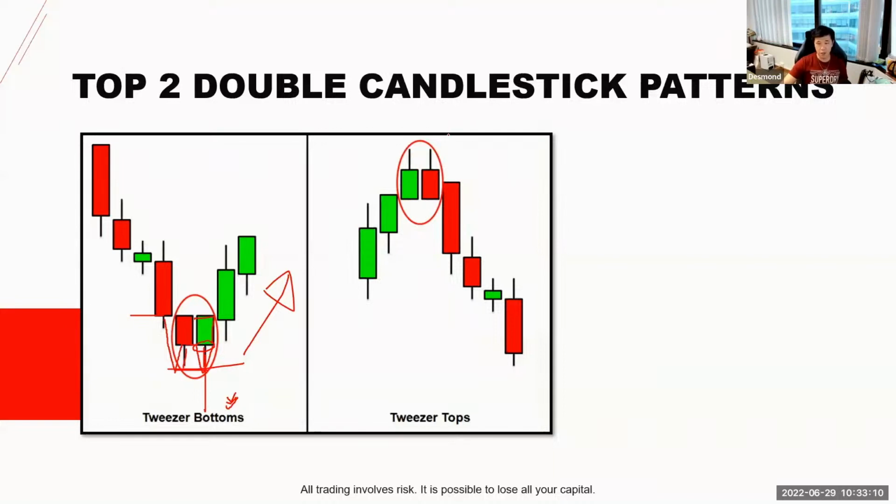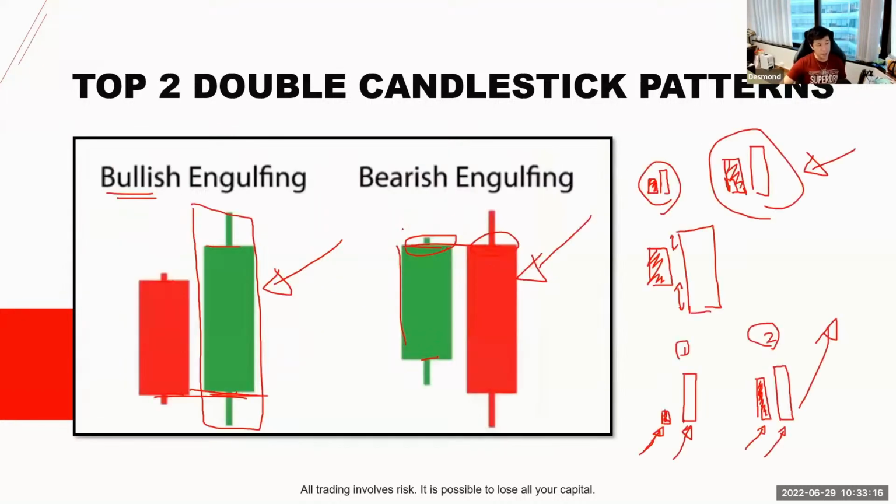It's the same thing with a tweezer top. I will give it a good 3 tick, right? That is going to be a very nice bearish move. Same thing to do with bullish engulfing. If it's a big enough bullish engulfing, I'll give it a good 2-star, a good 2 ticks. Good enough bearish engulfing, I'll give it a good 2 ticks. Okay, so just take note of which are the stronger single and double candlestick patterns over here.